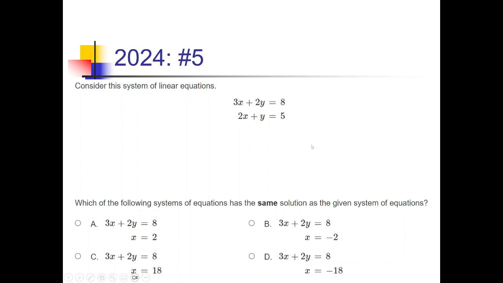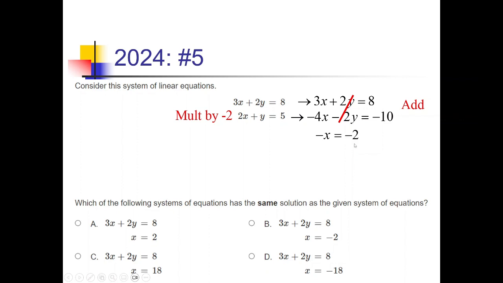I'm going to keep this top equation exactly the same. This bottom one I'm multiplying by negative 2. And if I do that, I've got negative 4x, negative 2y, which is the reason I used negative 2, and then this happens to be negative 10. Adding these together, these two y's are canceling. We have 3 and negative 4 gives us negative 1x, and then 8 and negative 10 adds up to negative 2. Well, dividing each of these by negative 1, I have x equals 2.